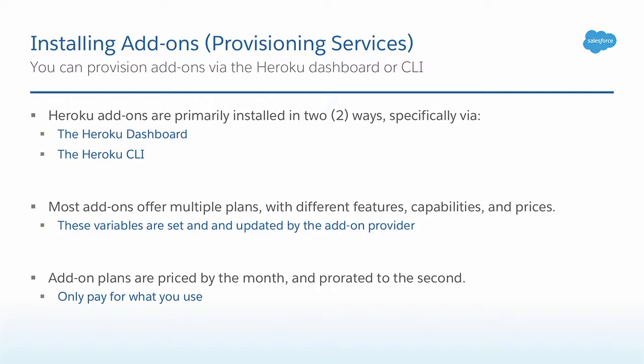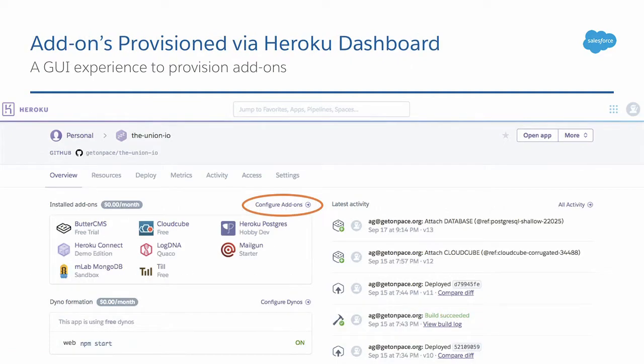Heroku add-ons are primarily installed in two ways, via our dashboard or our CLI. They offer multiple plans that offer multiple features and capabilities. These variables are set and updated by the add-on providers themselves. Add-on plans are usually priced by the month and prorated to the second, so you only pay for what you use. The simplest way to search and install add-ons is via the Elements Marketplace.